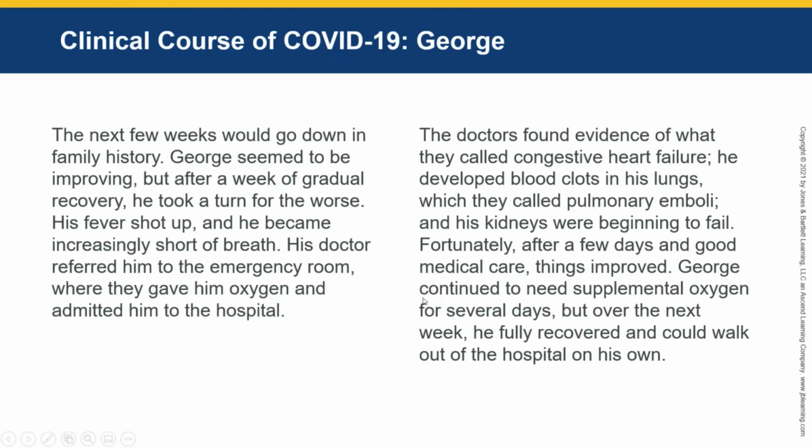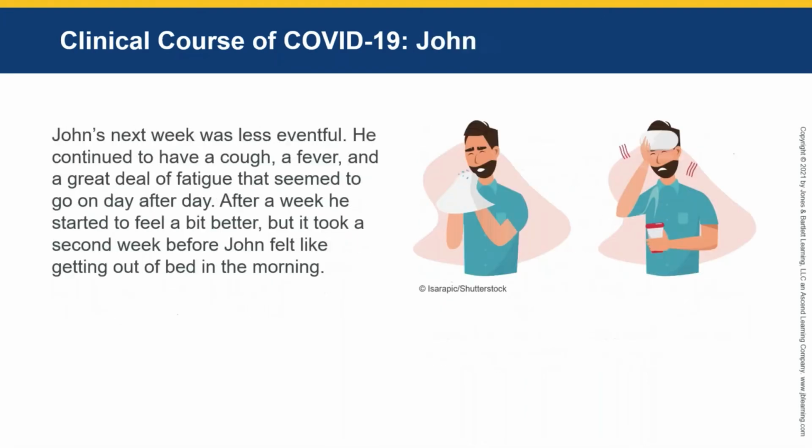Now, that's a specific kind of presentation, and we'll talk in a minute about what that means, but this is a schematic presentation of one typical kind of presentation of COVID, and we'll spend time talking about that and why that occurs, and what happened with George. Let's go on to look at John.